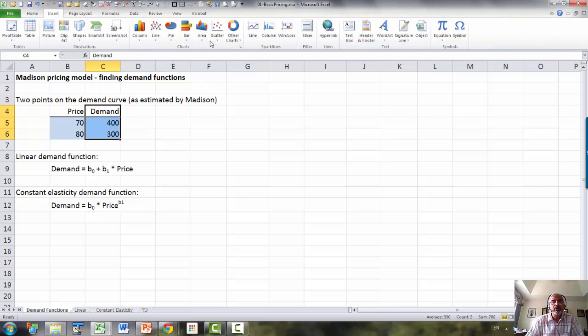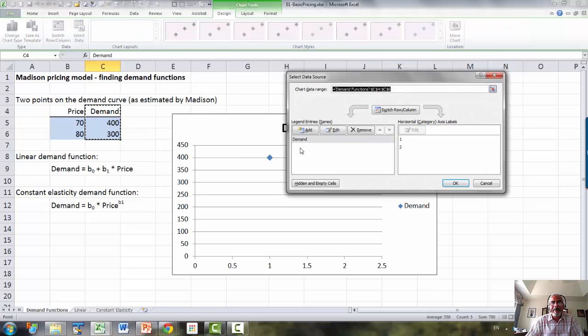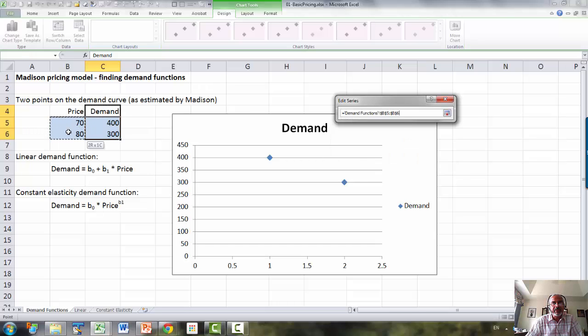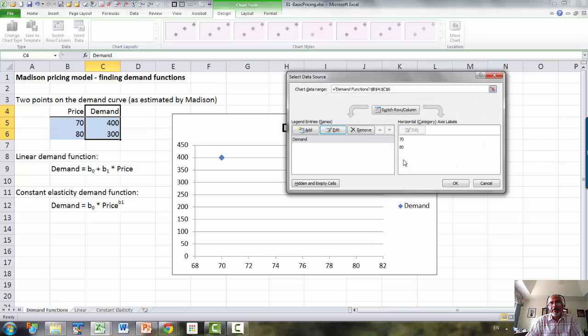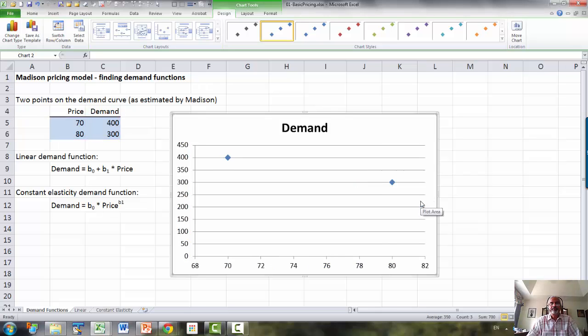We'll go to scatter plot, select that. Now we need to add the x-axis. So go to select data. Here is demand. So edit that and insert the x range there. Click OK and OK. We don't need a legend, so we'll get rid of the legend.